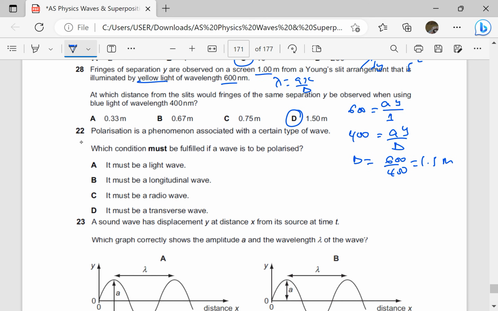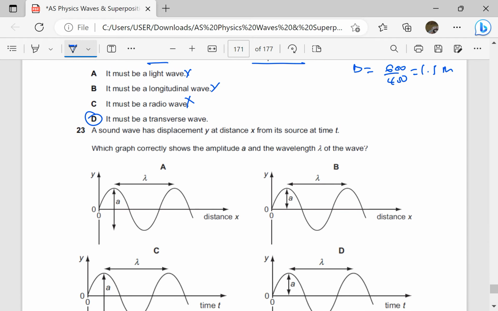Polarization is a phenomenon associated with a certain type of waves. Which condition must be fulfilled if a wave is to be polarized? It must be transverse. It must be a light wave? Not necessarily. Longitudinal? No. Radio wave? No. It must be transverse. As long as it's transverse, it can be polarized.